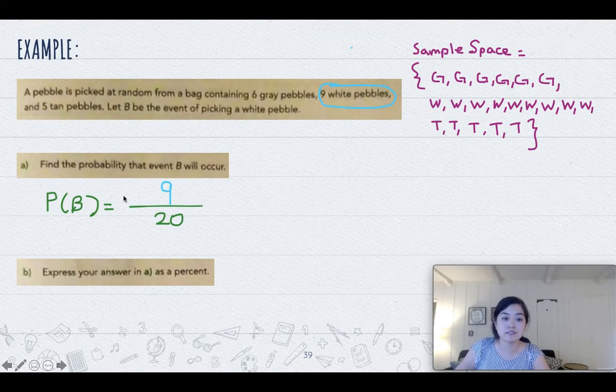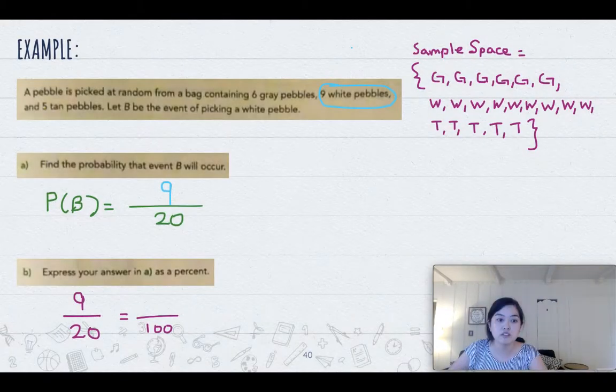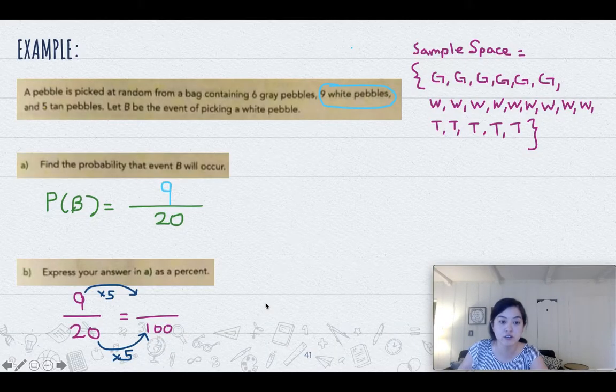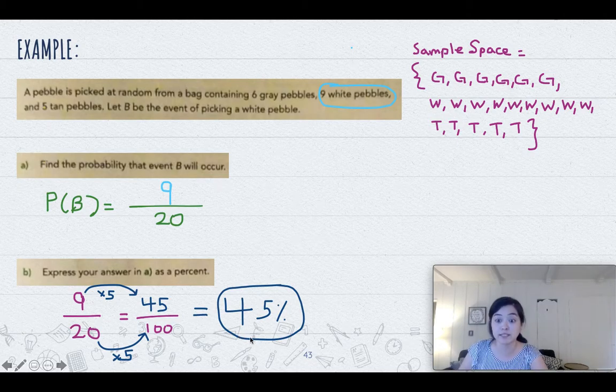Now we're going to express this answer as a percent. What I prefer to do is compare my numerator to the number 100. That way I can easily find the percent. So I'm going to take my probability, 9/20, and I want my denominator to be 100. So 20 times what gets me 100? It's 5. Whatever I do to the denominator, I have to do to my numerator to get an equivalent fraction. And so 9 times 5 is 45. So 45 compared to 100 is 45%.